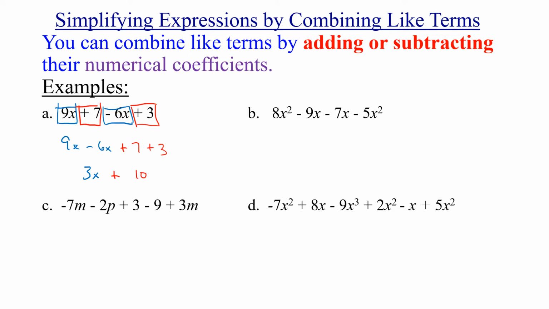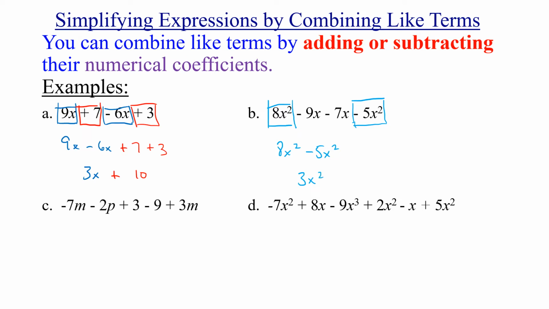We have an 8x squared minus 9x minus 7x minus 5x squared. Again, remember to box the ones that are like terms. So I have the 8x squared and the negative 5x squared are like terms. So 8x squared and then negative 5x squared. When I'm combining those, 8 minus 5 is 3, so I have 3x squared.